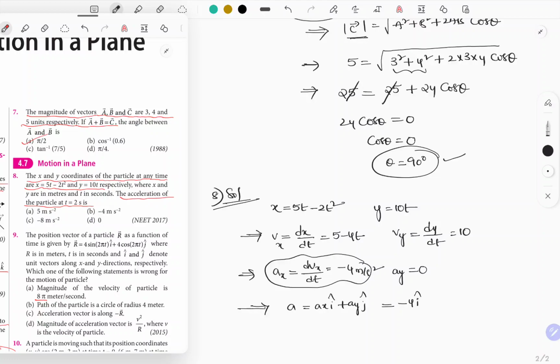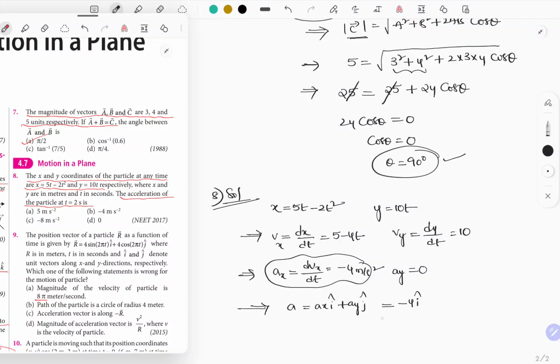The reason behind it is it does not depend on time. If it depends on time, then we'll substitute the time value, then we can find out the acceleration at a particular instant of time. That is called instantaneous acceleration. Now here acceleration is minus 4 meter per second square along x-axis direction. I mean it is along minus x-axis direction because it represents minus i cap, right?